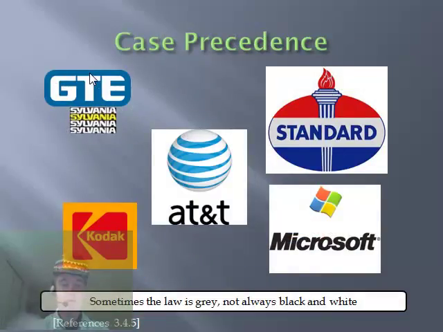Okay, big cases we may have all seen in the news. Feel free to read the attached notes on your own, but we all know Microsoft and AT&T, major monopolies that the FTC had to come in and break up.